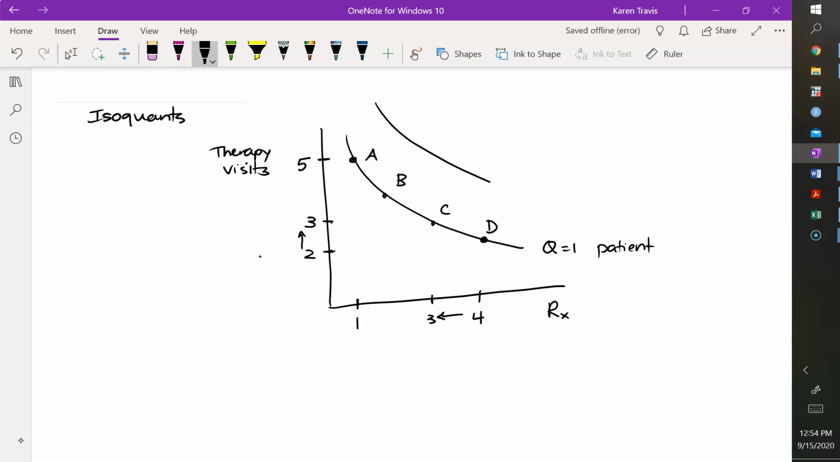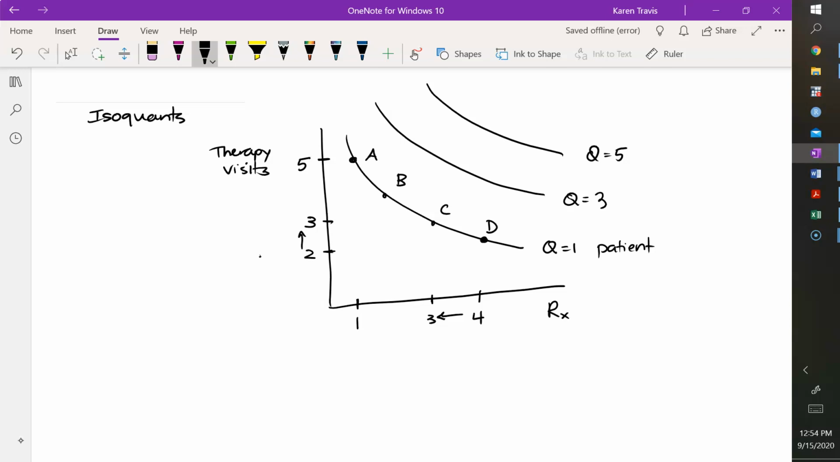Now, higher isoquants represent just helping more patients. So it would take more of both of the resources in order to help more patients.